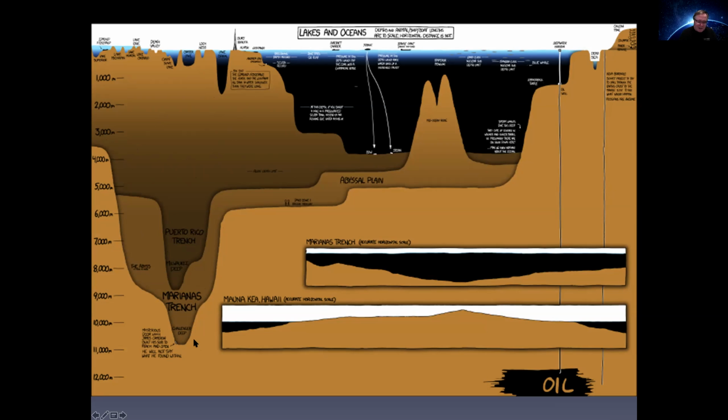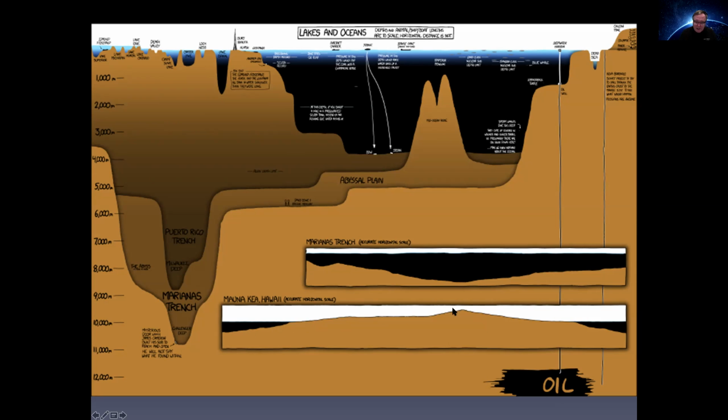It's the deepest feature on the surface, much deeper below sea level than Mount Everest is above sea level. And for comparison, here is a profile of the Marianas Trench without this vertical exaggeration. It's actually a very gradual feature, even though it's enormously deep.